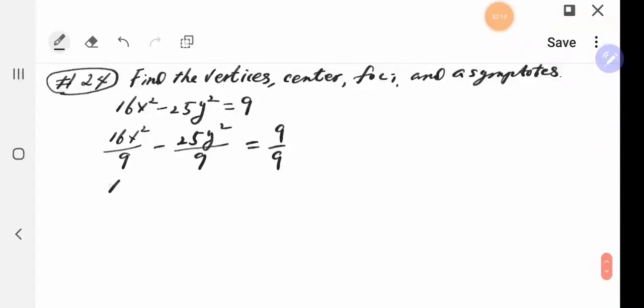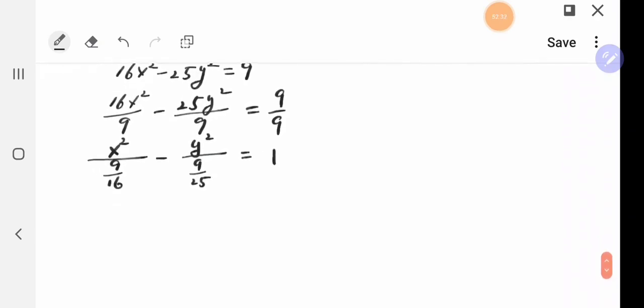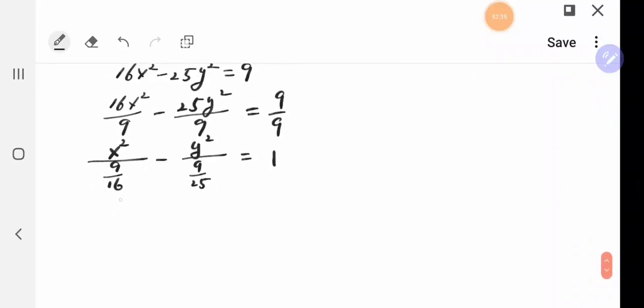Then there will be x squared over 9 divided by 16, minus, same thing, y squared over, divide the numerator and denominator of the second term by 25. So 9 over 25, and this is equal to 1. So we can write the denominators as squares. This will be x squared over (3/4) squared, and the second term is y squared over (3/5) squared, equal to 1.